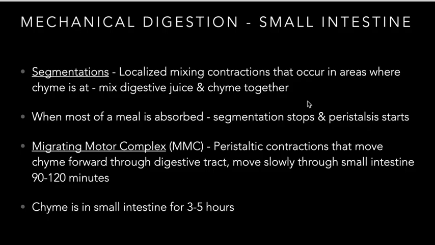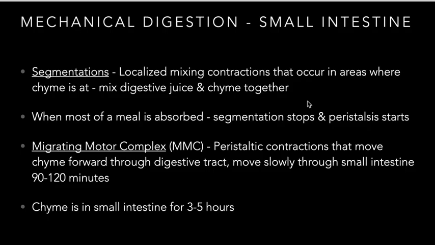Here's a summary of the mechanical digestion that occurs in our small intestine. We are going to have two main types of movements, one called segmentations, one called migrating motor complex. Segmentations are local mixing contractions that occur right where the food is. So where the chyme is at, we need to mix the digestive juice and the food together. We have to get them together. So we are just going to have a little section of the small intestine contract and relax, right? Contract and relax to mix things together.